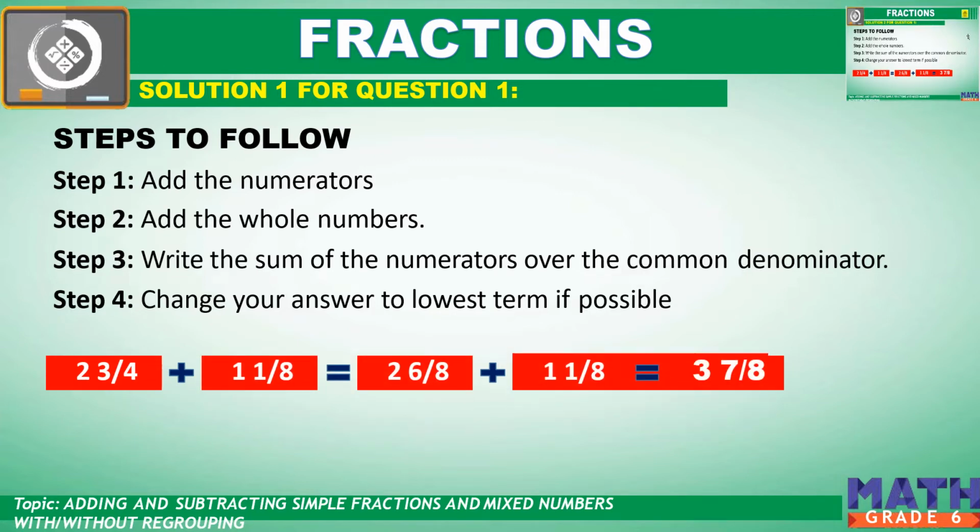Consider now solution for question number 1. So we have a series of steps to be followed. Step number 1, add the numerators. Step number 2, add the whole numbers. Step number 3, write the sum of the numerators over the common denominator. So this is our illustration. 2 and 3/4 plus 1 and 1/8 equals 2 and 6/8 plus 1 and 1/8 equals 3 and 7/8.